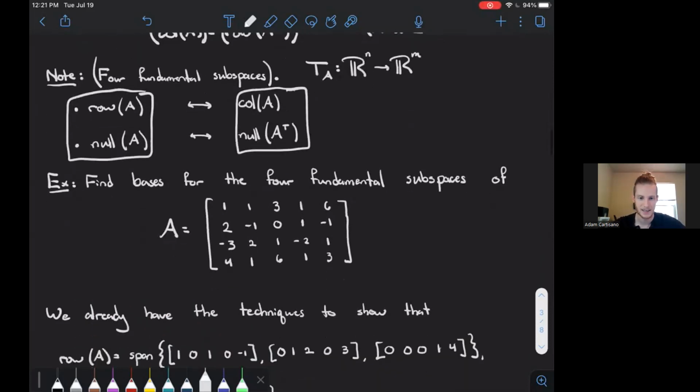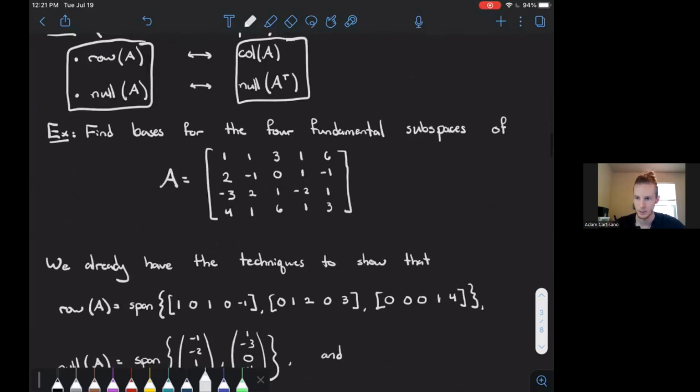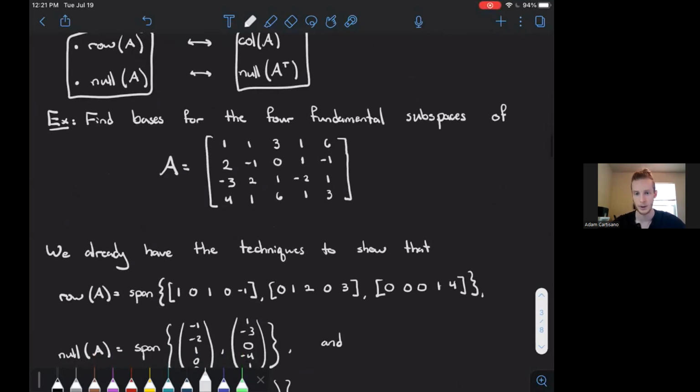Okay, so let's go and do it for a hard problem. We're not going to do it. Okay, we know how to do this already. We know how to find the four. We just didn't know that they were called the four fundamental subspaces, but it turns out that's what they are. So find bases for the four fundamental subspaces of this 4x5 matrix. Okay, so this is a linear transformation from R5 to R4.